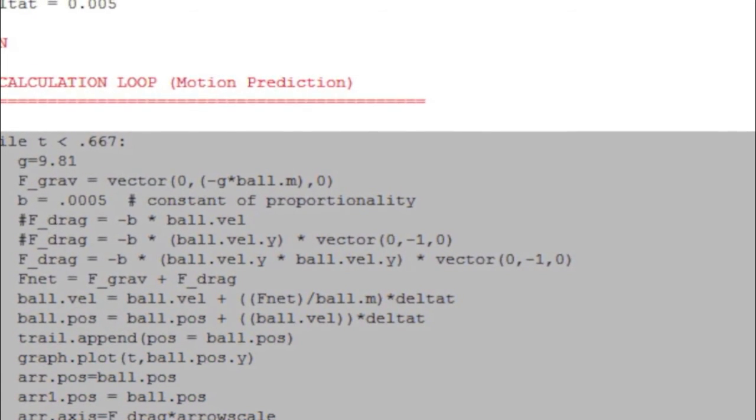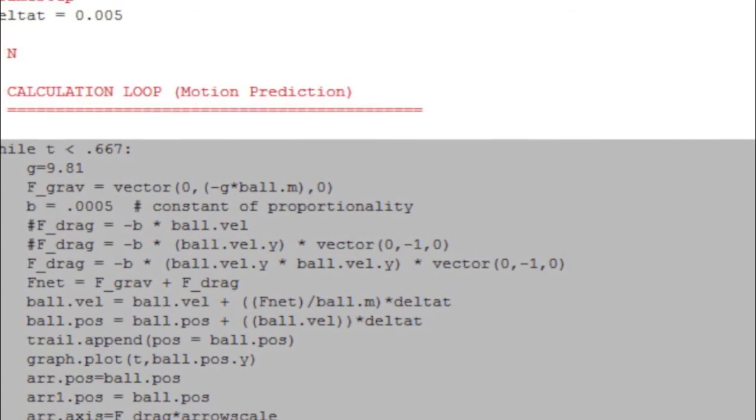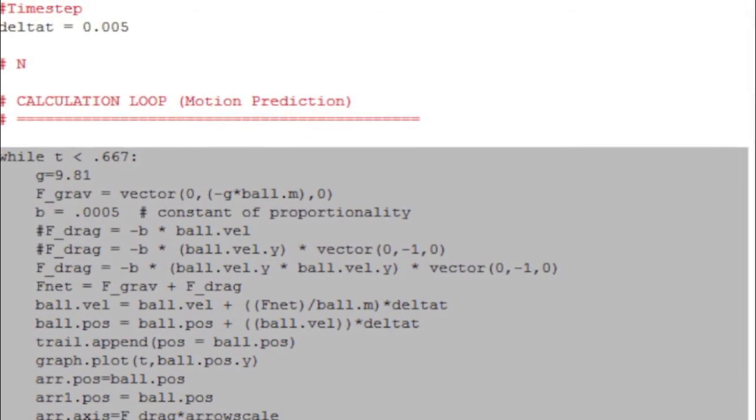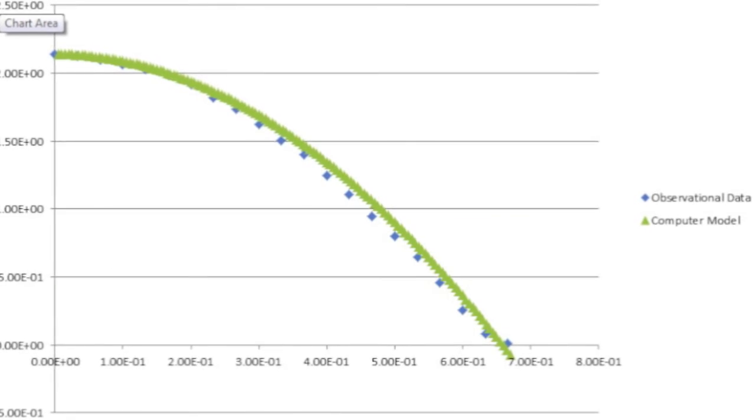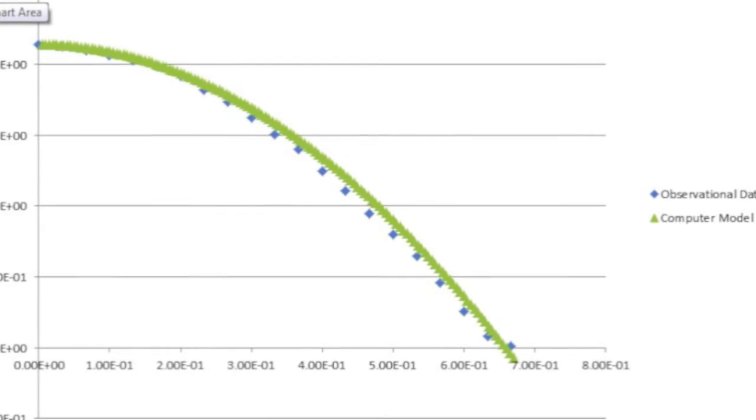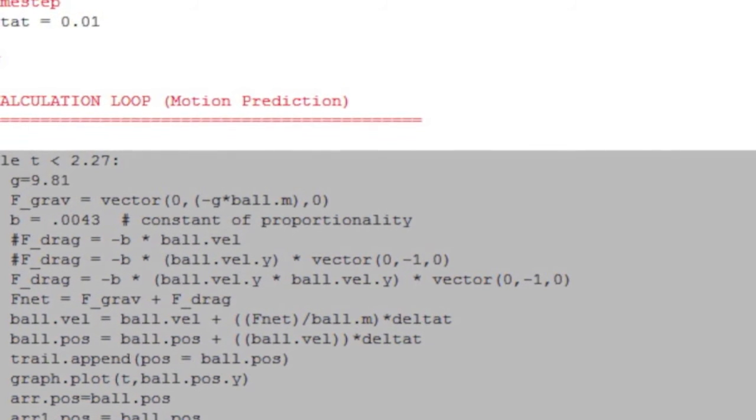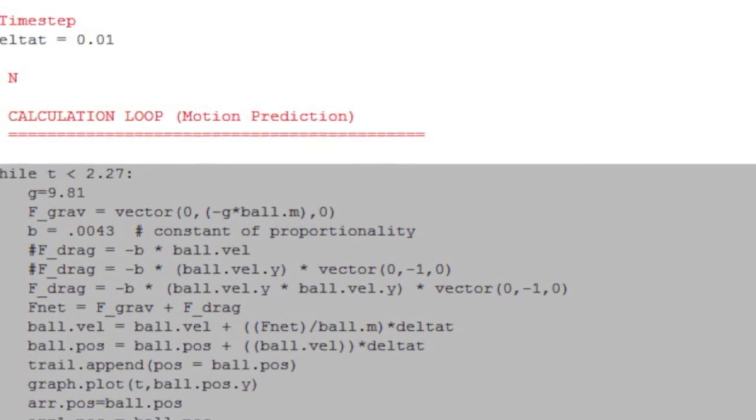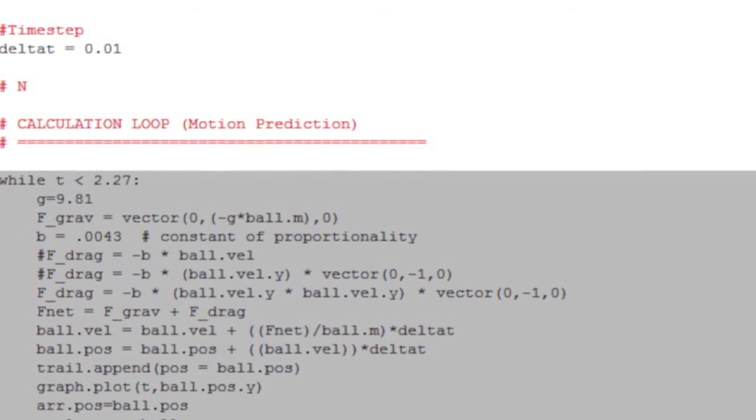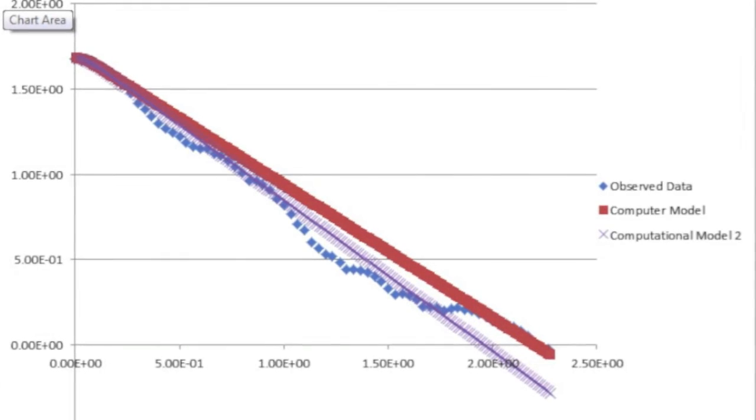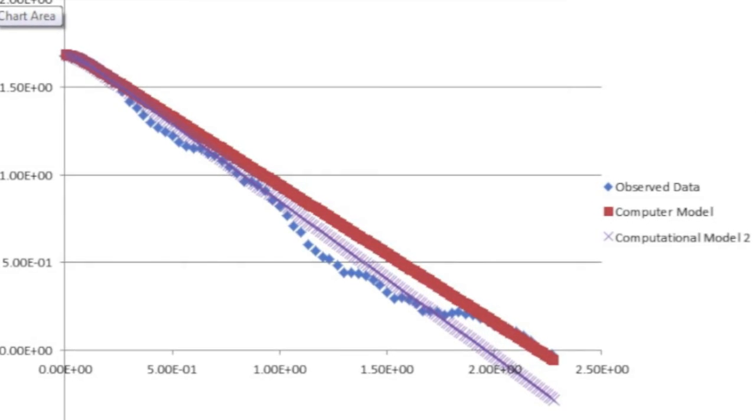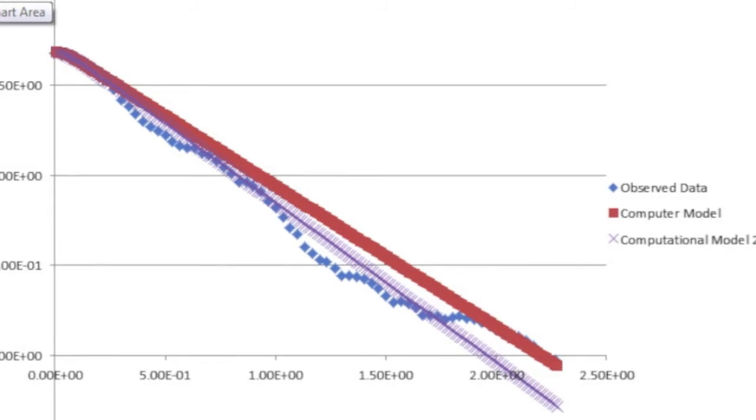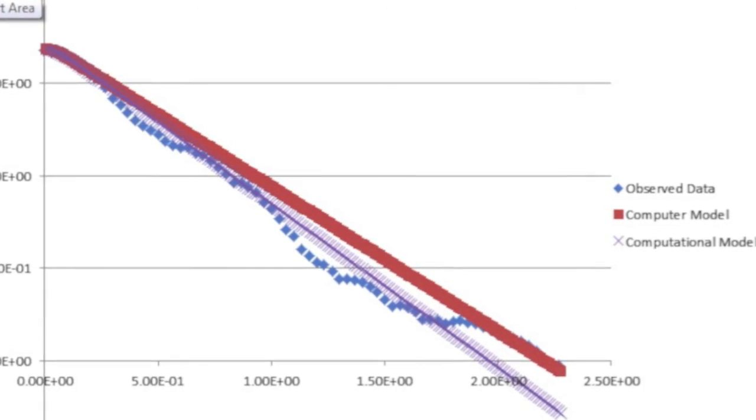After some messing around with b values, I found that a very small b value of 0.0005 made my observed data and computer model match up pretty well for my fast-falling object. My slow-falling object took more tries, but eventually I found out that a b value of 0.0043 worked well with my observed data. The red line on the graph shows one of my earlier attempts that had too much drag. The X line beside it is a much better model.